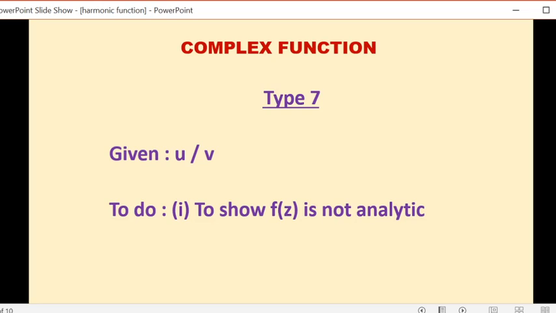Okay. अब इसमें मुझे एक डाउट है. To show that f of z is not analytic, we can also show that Cauchy-Riemann equations are not satisfied. अगर Cauchy-Riemann equation satisfy नहीं हो रहा है, तो भी तो function not analytic है ना? So why can't we check whether Cauchy-Riemann equations are satisfied or not?